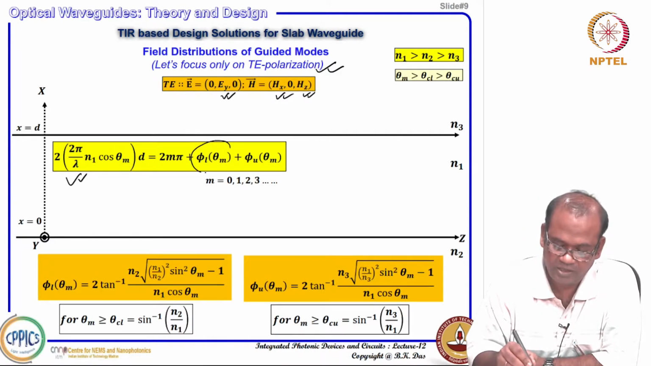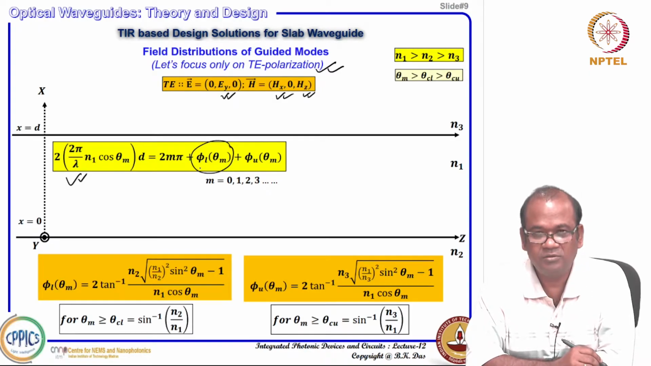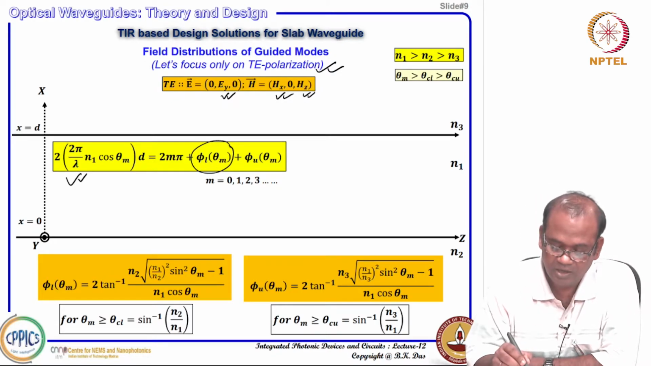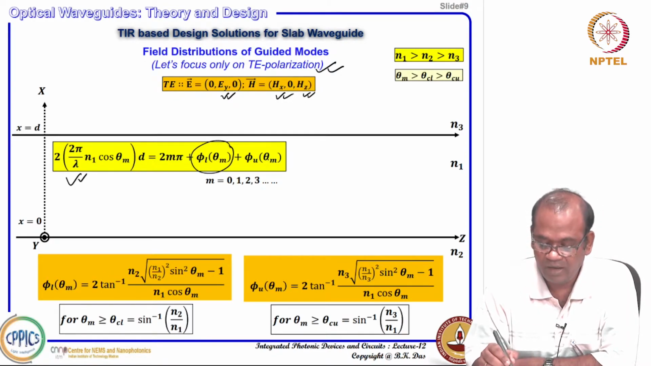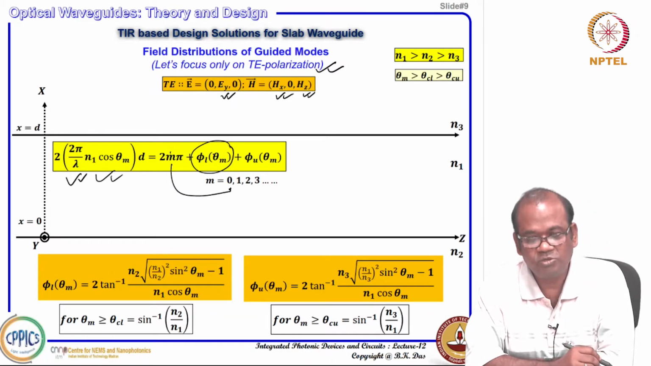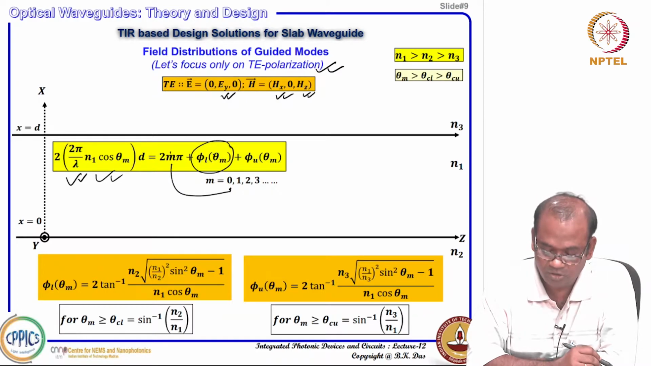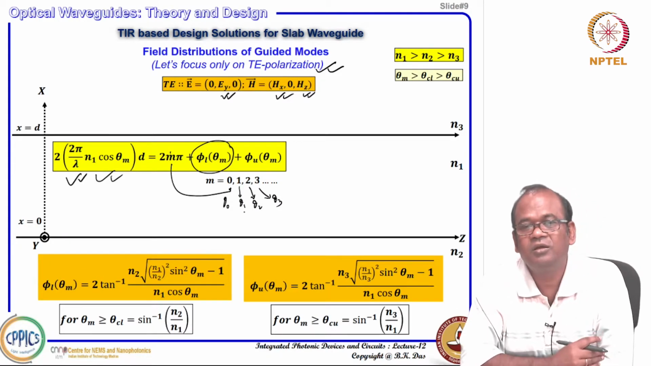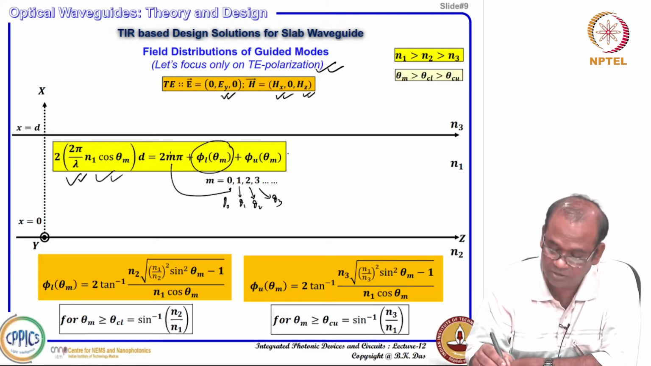Instead of the entire phi expression, I just put phi lower, that means the phase change happening at the lower interface due to total internal reflection, which must be theta dependent, and phi upper also theta dependent. So, if you solve this equation for a given value of m, you can get a solution for theta. If m equal to 0, you will get the solution theta 0, m equal to 1, you will get theta 1, and m equal to 2, you get theta 2, and theta 3. So, all these discrete theta solutions you can get if you can solve this equation.